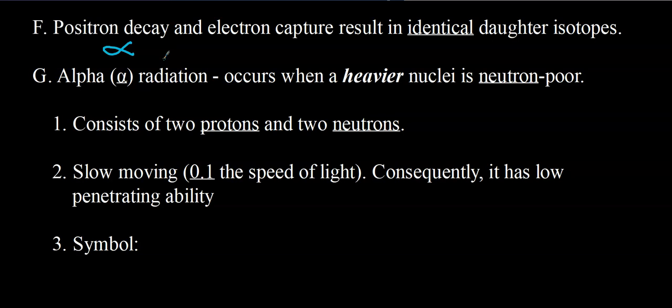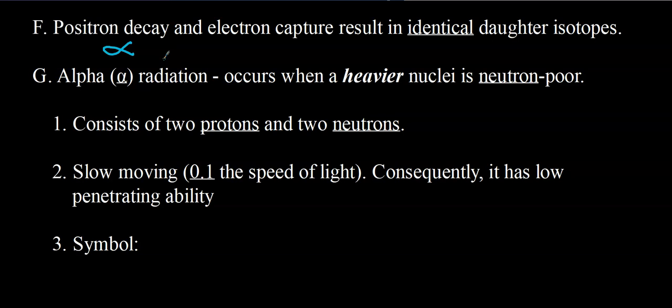These are rather slow moving, 0.1 the speed of light, so that's 30 million meters per second instead of 300 million meters per second. Still pretty fast, but relatively speaking, slow. Consequently, alpha particles have the lowest penetrating ability. Remember I said that beta particles can easily pass through a sheet of paper, and to block beta particles you need a thin piece of metal, something that's pretty dense and prevents those particles from passing through. Alpha particles cannot pass through even a single sheet of paper.